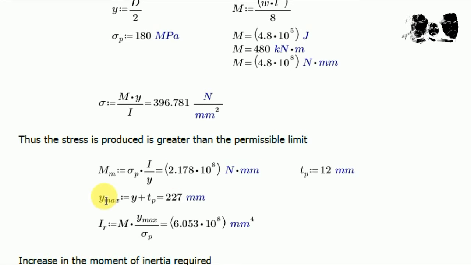Then the maximum bending moment is sigma p, putting the value of the permissible limit, by finding the moment of inertia.